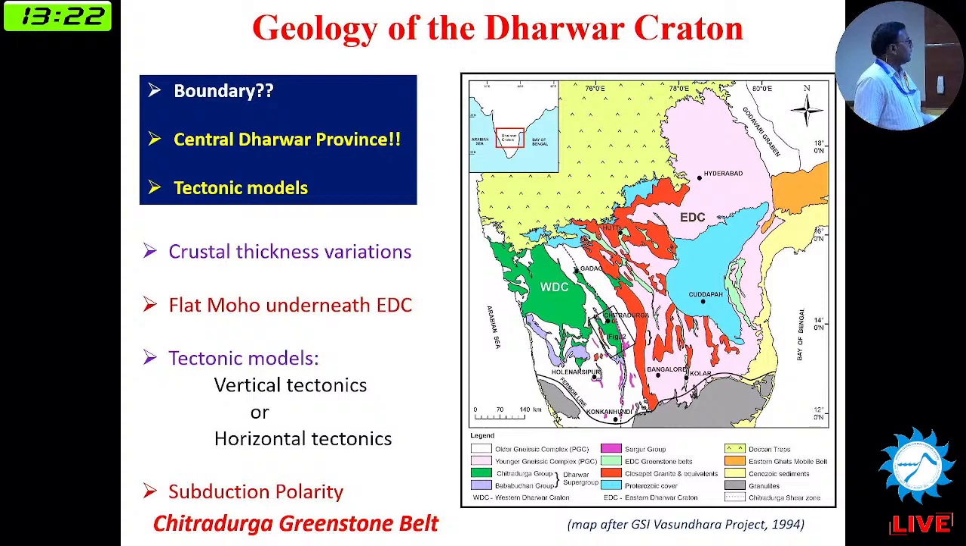Regarding the existing tectonic models, there are again views on whether it is plate tectonics, vertical tectonics, or horizontal tectonics. It's a matter of debate, and different researchers have provided different models based on their own observations. Apart from that, there is the question of whether subduction is towards the east or west. Those are some of the issues. I do not get into those things in detail, but for all of these, the central point is the Chitradurga greenstone belt. That's why I wanted to study it. Today I'm going to present our results on the Chitradurga granites, which form the eastern margin of the Chitradurga greenstone belt and also mark the boundary between the western and eastern Dharwar Cratons.